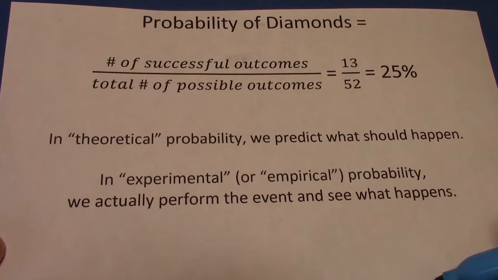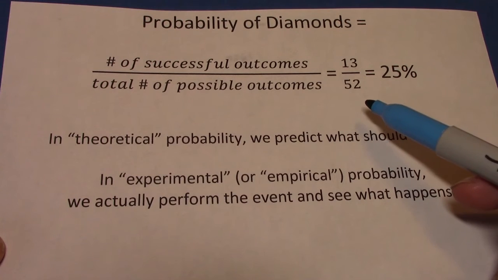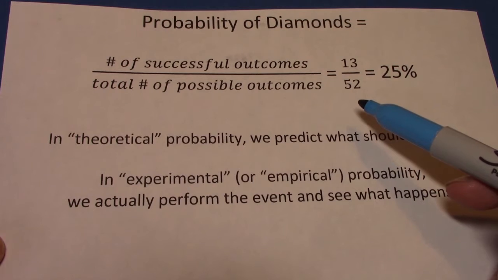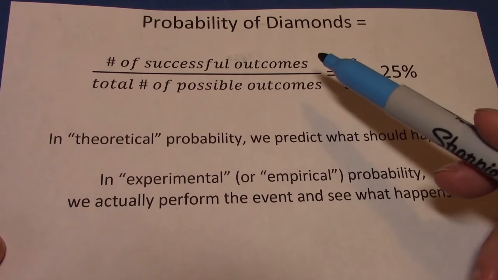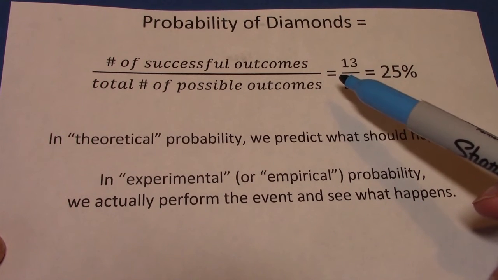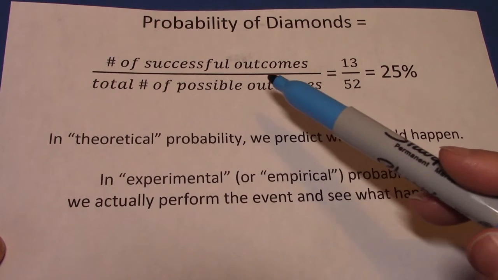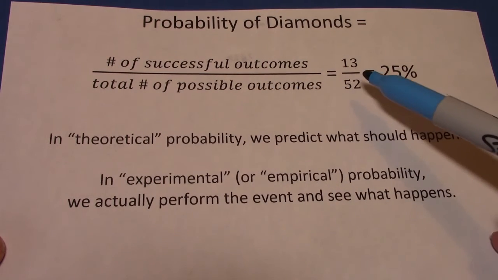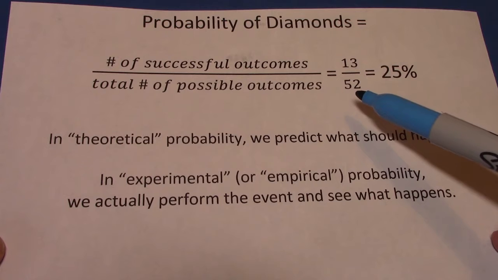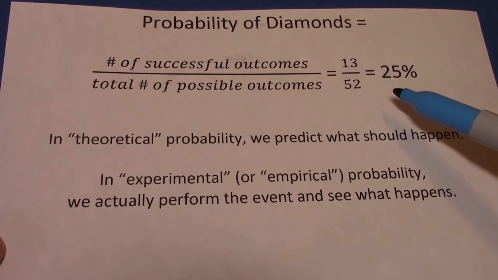As another example, suppose we choose one card from a deck of cards, and we want to know the probability that it will be a diamond. So now there are 52 possible outcomes because there are 52 cards in the deck. And we're looking for diamonds. There are 13 diamonds in the deck. So that makes 13 successful outcomes. 13 divided by 52, that's 1 out of 4, or as a percent, that's 25%.